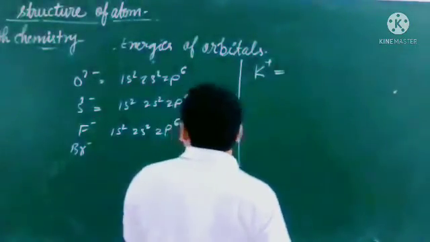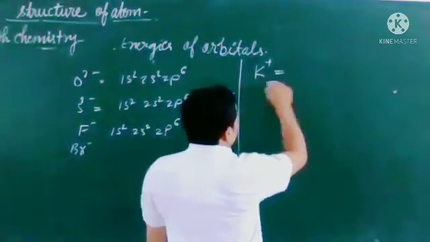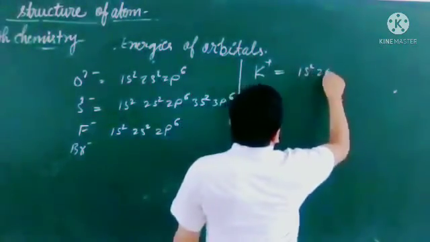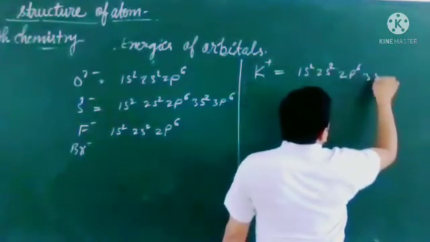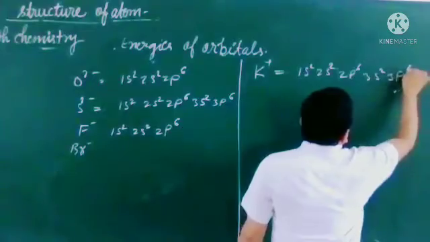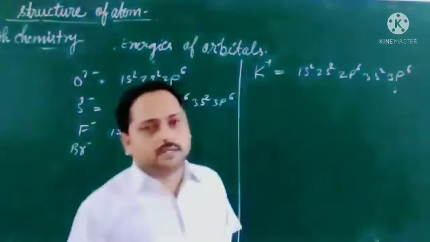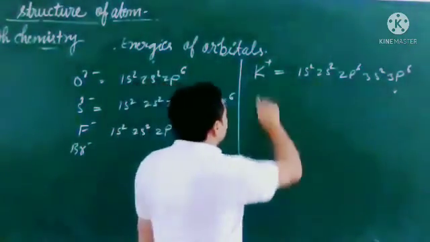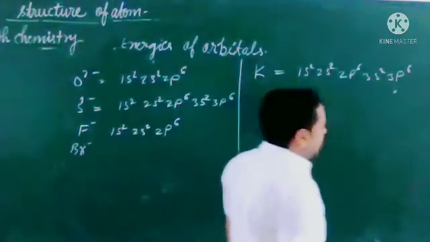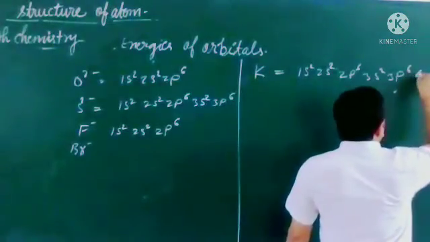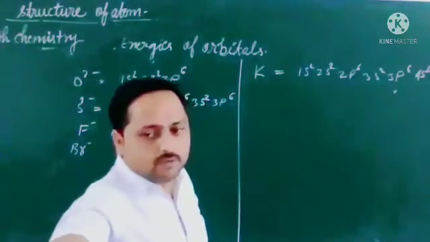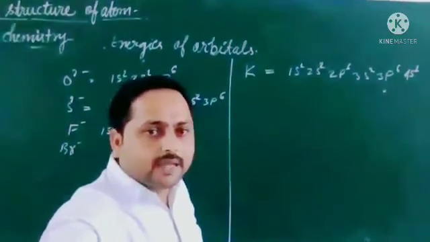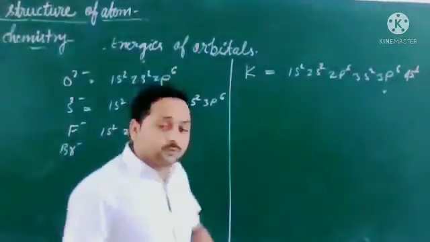So it is better to write the electronic configuration as 1s2, 2s2, 2p6, 3s2, 3p6, and 4s1. This will be the electronic configuration of potassium. But for ions, it carries one charge, so it loses one electron.